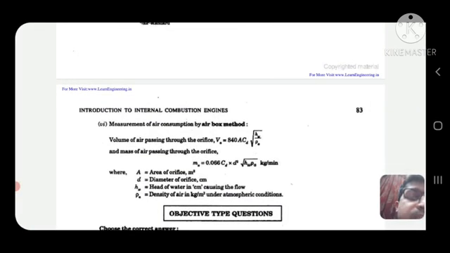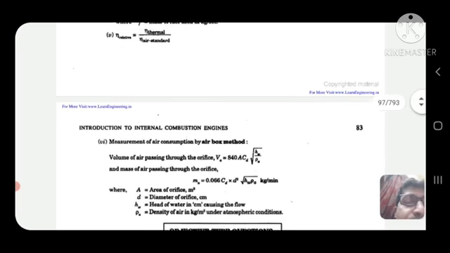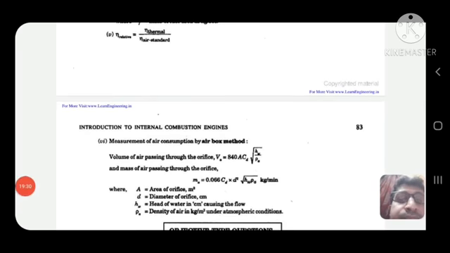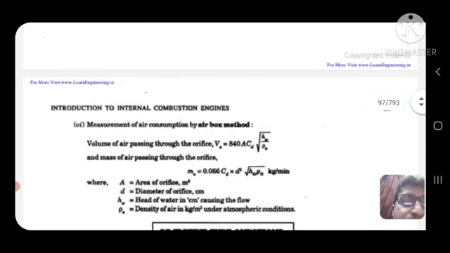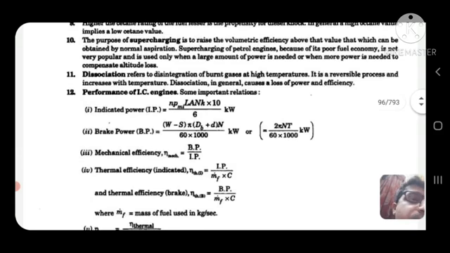A is the area of the orifice, D diameter of the orifice, Hw head of water causing the flow, rho a density of air in kilogram per meter cube under atmospheric condition. So this is the discussion. Students, you should apply the formula in your numerical problems.